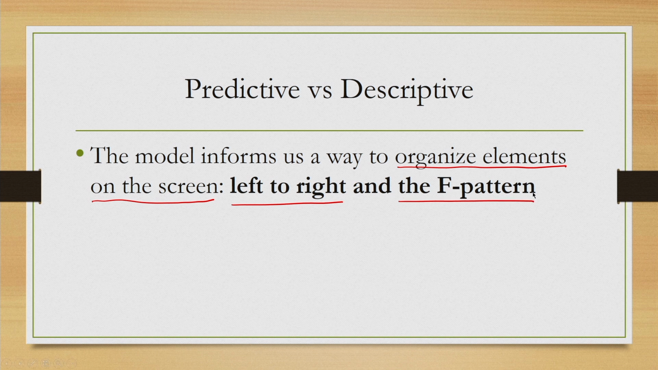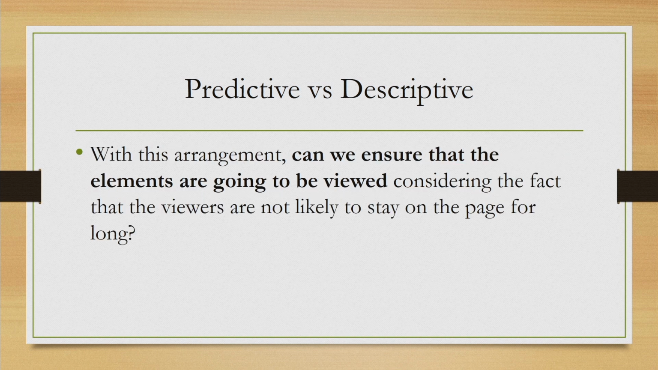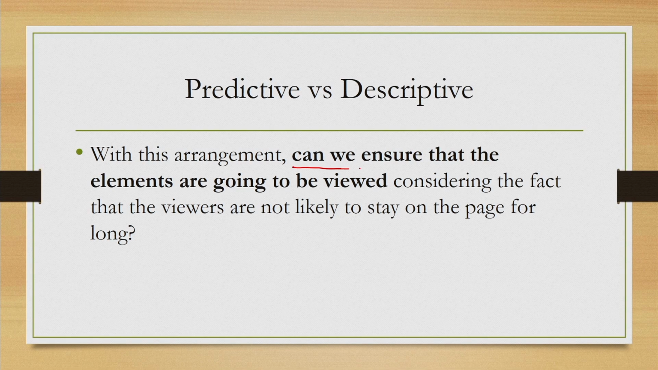So, when we want our users to view the elements, the way we organize them should follow these guidelines: they should be placed in a left to right manner and the viewing pattern should match the F pattern, which is already known. The question is, with this arrangement, can we ensure that the elements are going to be viewed? Why are we concerned about this question?